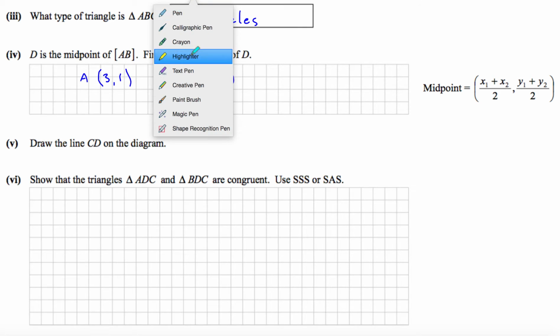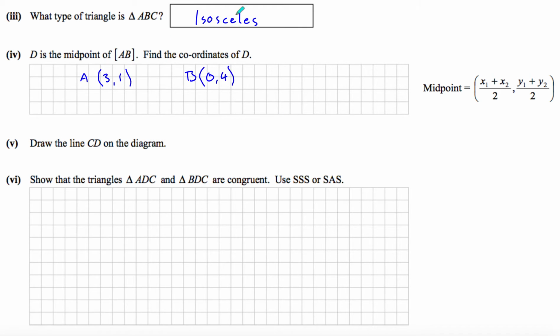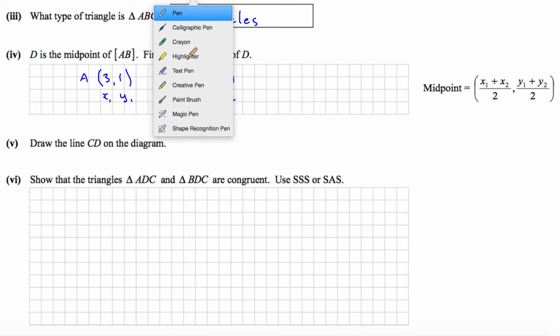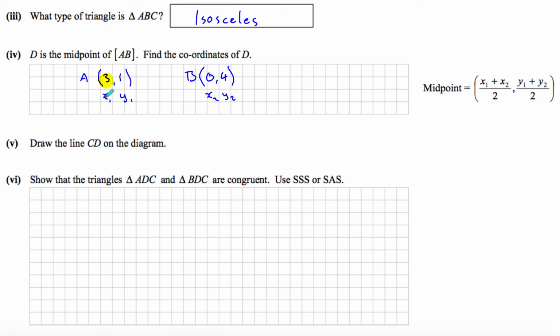And again, I'm just going to color code this for you here. So let's label the points first. We're going to call A x1, y1, and then we're going to call B x2, y2. So color coding that, x1 will be the number 3 in there, x2 is going to be green, that's going to go in there. Then y1, which will be the number 1, will go there, and y2, which will be the number 4, will go here.